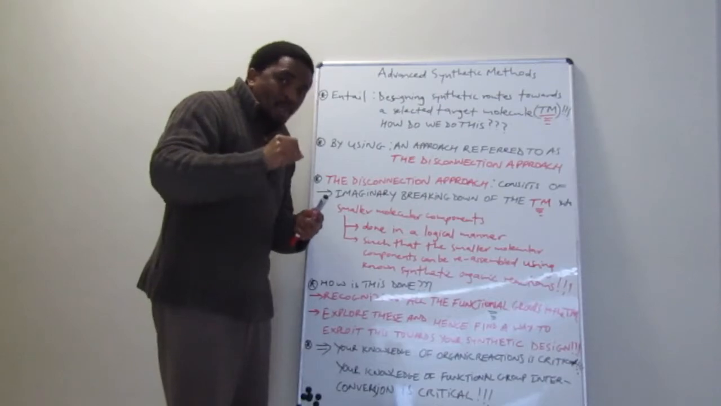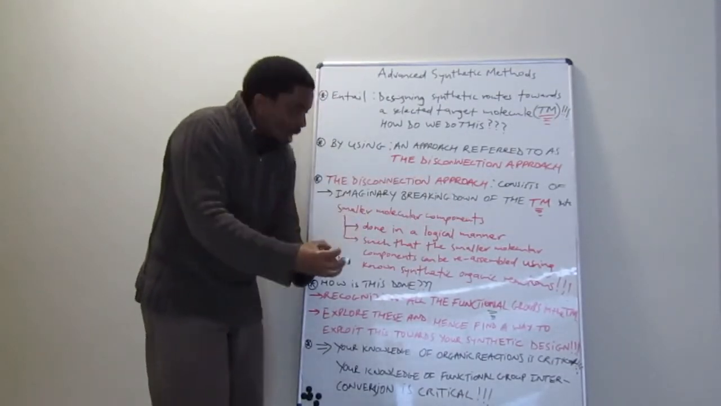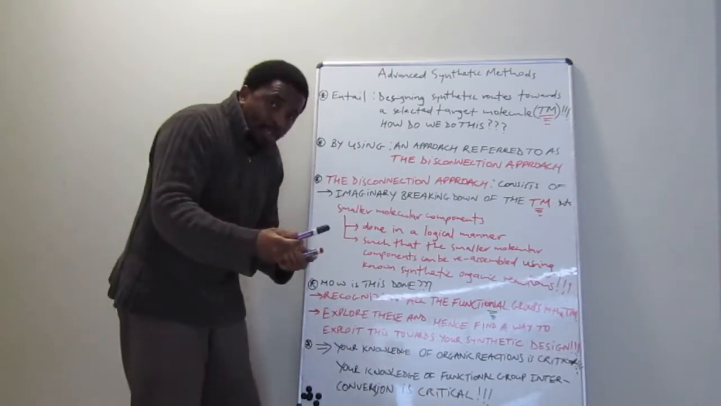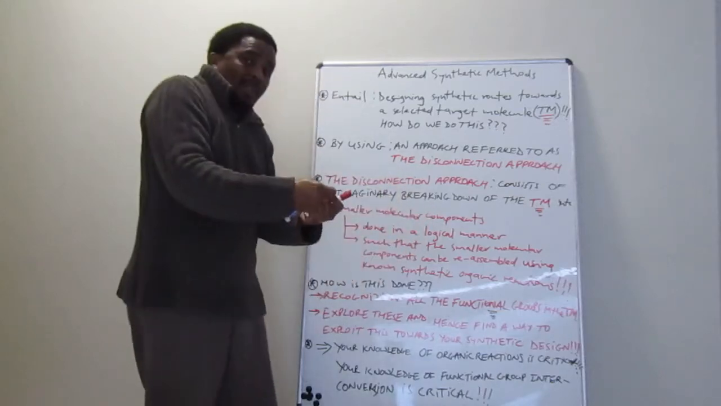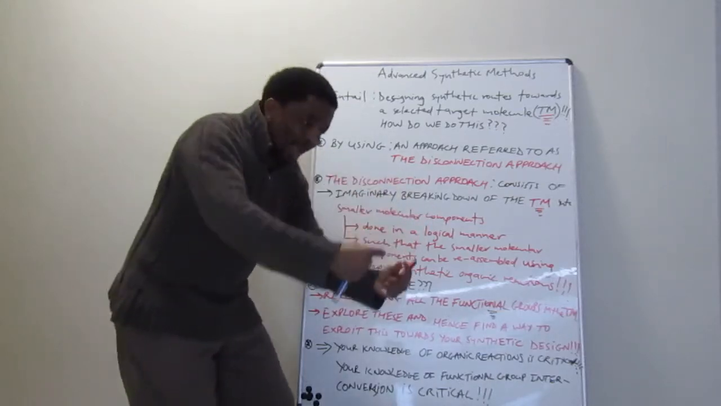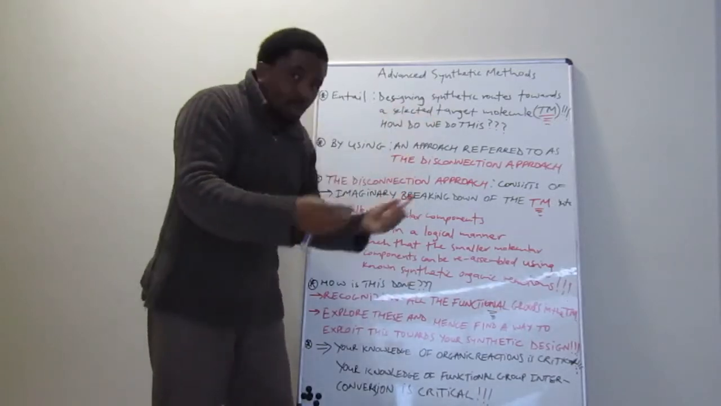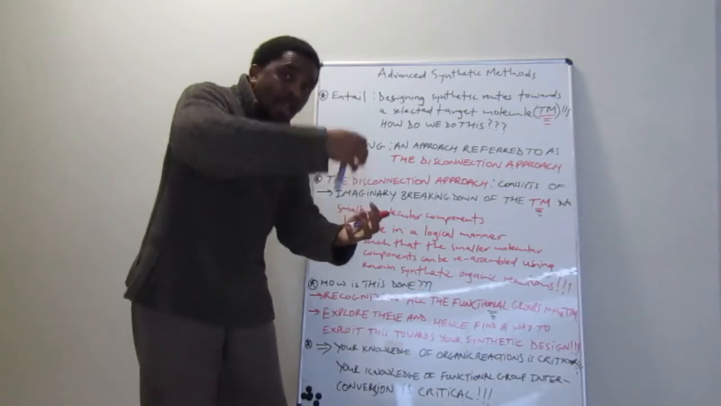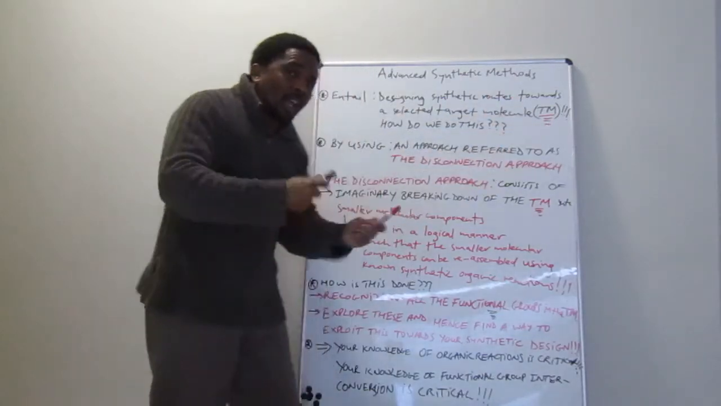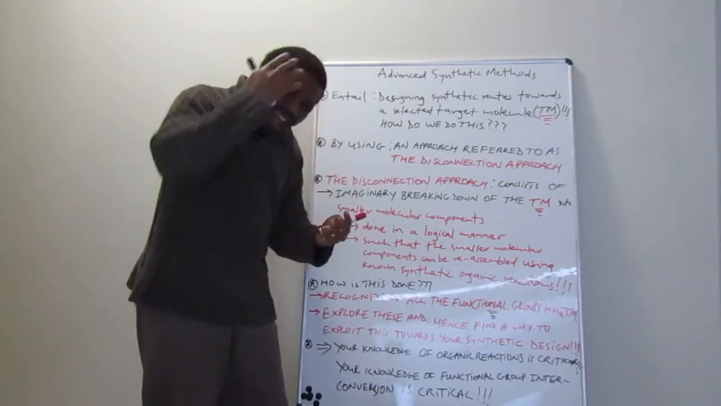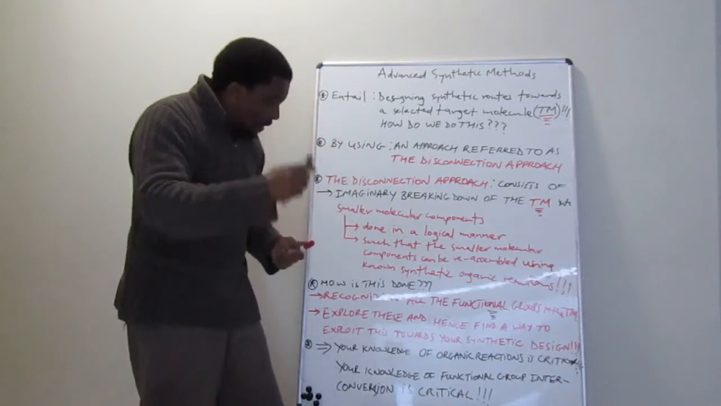Why is that important? Because once you've generated these smaller molecular components, you are going to need to reassemble them from scratch and build up through the synthetic route that you are designing back to what you want as your target molecule. So it cannot be done haphazardly. It has to be in a logical manner. That is very, very important.